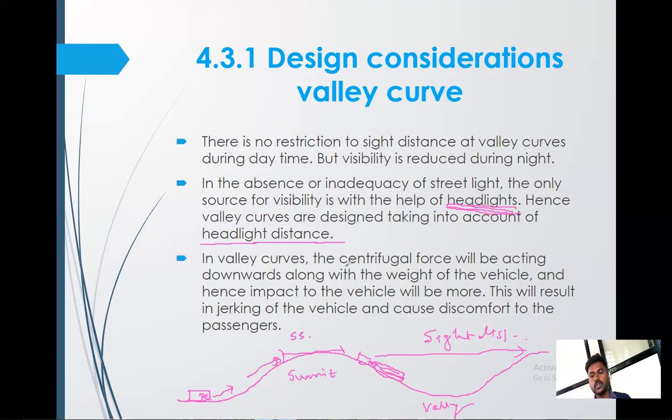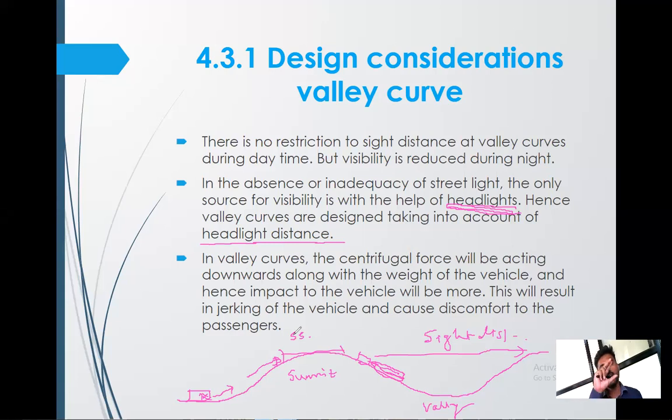In valley curves, the centrifugal force acts downwards along with the weight of the vehicle, and hence the impact on the vehicle will be more. This will result in a jerk and cause discomfort to the passenger. So this is the second criterion. What is the first criterion? We have to go for the headlight distance calculation. And the second criterion is regarding the comfort conditions of the passenger.